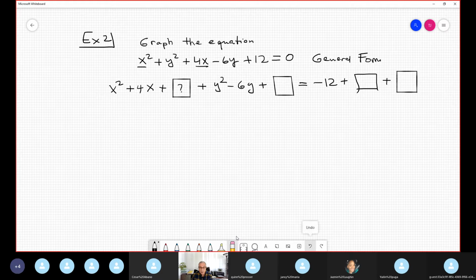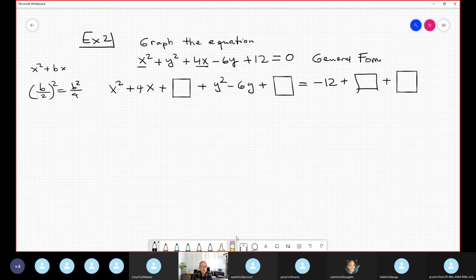Okay, and let me recall how we complete the square. The complete square is easy. Suppose that the coefficient is 1. Suppose x squared plus bx plus c. The value I need to find is b over 2 squared. This is the formula. Or b squared divided by 4, which is the same.